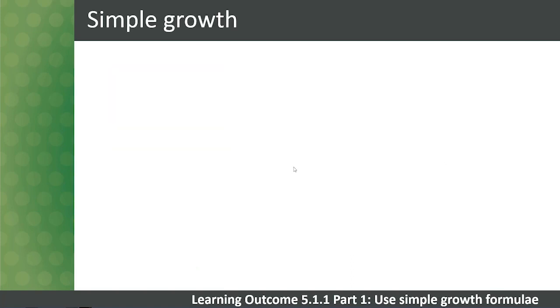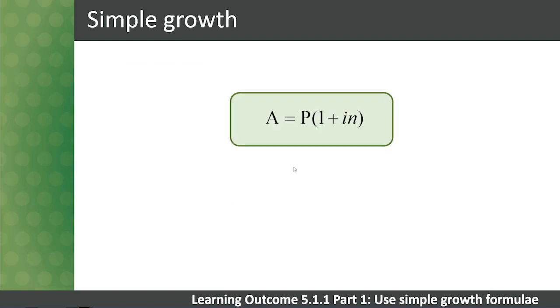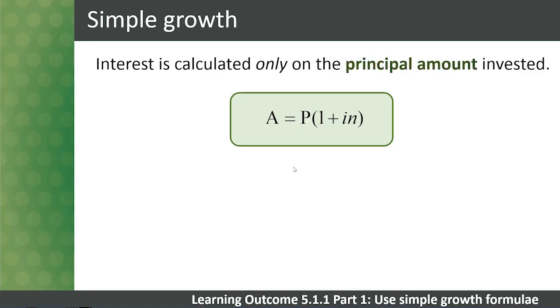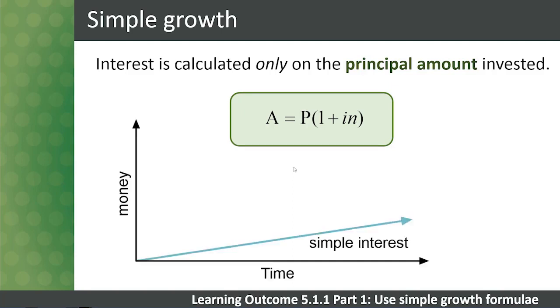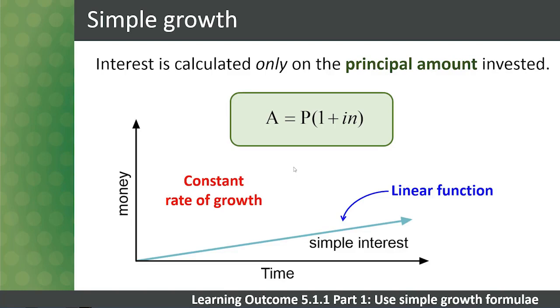Let's start off by revisiting the simple growth formula. A equals P open brackets 1 plus i n close brackets. Simple interest is always calculated on the initial amount invested only. Students should remember that the simple interest formula is a linear or straight line function. The rate of growth stays constant over time.